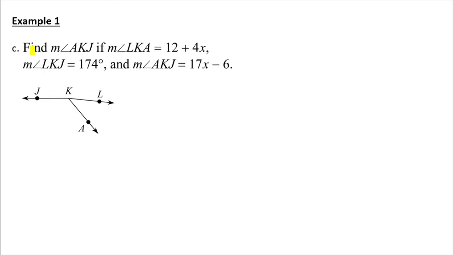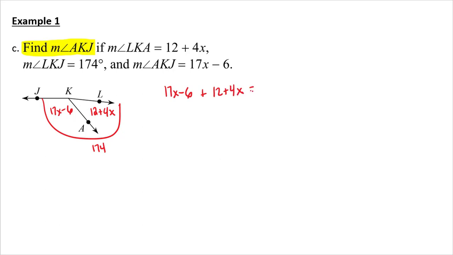Now this one's a little bit more challenging because we have to find AJK. I'm not just solving for x. So again, I go through and I mark up my diagram. It's important to always be marking up your diagram. LKJ, okay, so the entire thing is 174, and then this part in here is 17x minus 6. So I have 17x minus 6 plus 12 plus 4x has got to equal 174. So I'm going to combine like terms here, and I get 21x plus 6 is equal to 174. Solving that, I get x equals 8.